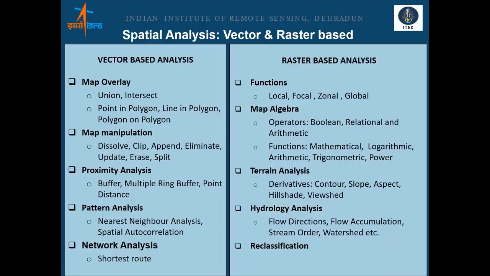Then there is hydrological analysis: flow direction, flow accumulation. All these different types of operations can directly be done on the raster data. And the last part is reclassification. You can also apply any type of reclassification to these data sets. So there are different functions for both data sets. It all depends upon what your objective is, what applications you are looking for. And once you understand those applications, you can really apply those things.